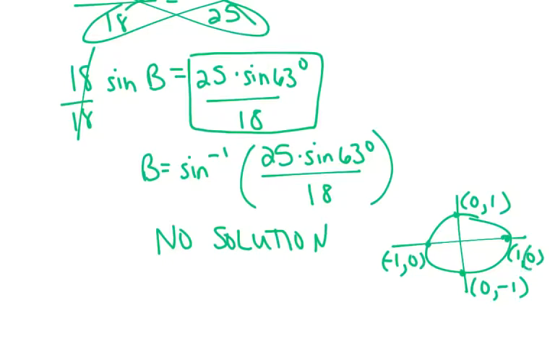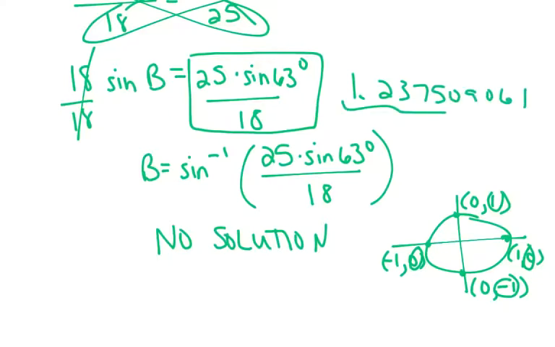Well, the sine values are fluctuating between 1 and negative 1. And we wanted to take the inverse sine of 1.237509061, which is bigger than 1. You can't take the inverse sine of a number that's bigger than 1 because all the sines will always give you outputs between 1 and negative 1. So any number that's bigger than 1 or smaller than negative 1, when you try to take its inverse sine, will give you an error message.